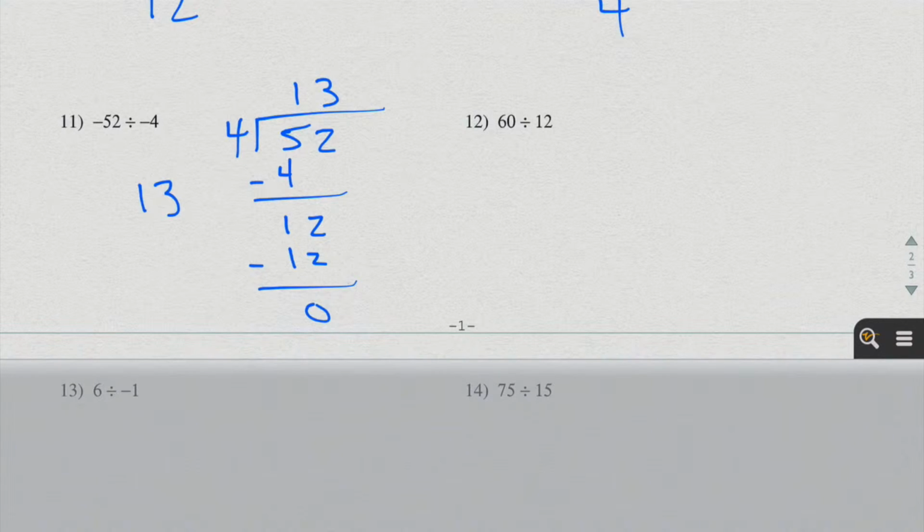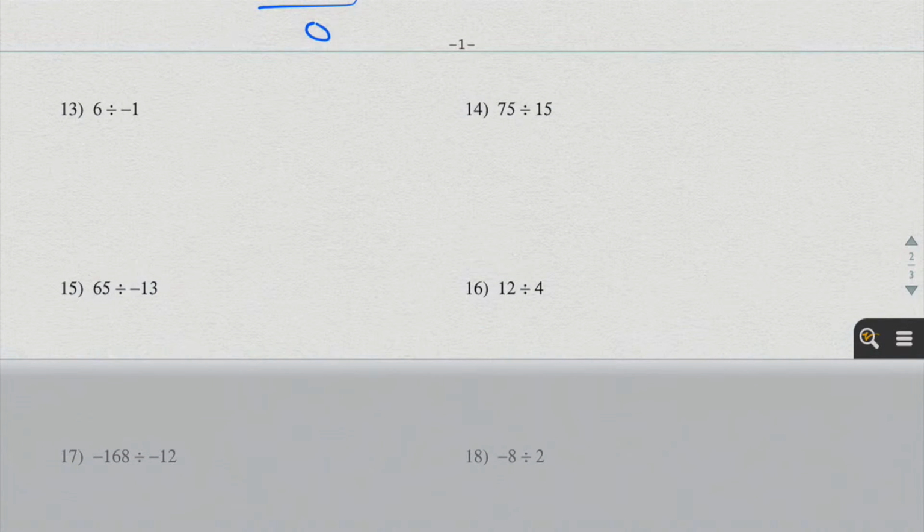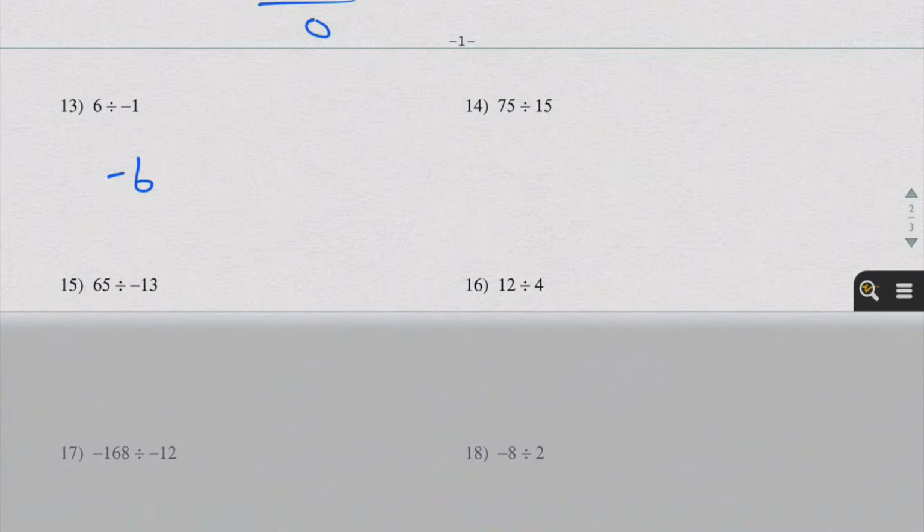Okay, number 12. 60 divided by 12 is 5. They're both positive, so our answer is positive. Number 13. 6 divided by negative 1. Positive 6, negative 1, so our answer is going to be negative. 6 goes into 6 one time, so negative 6. Okay, number 14. 75 divided by 15.